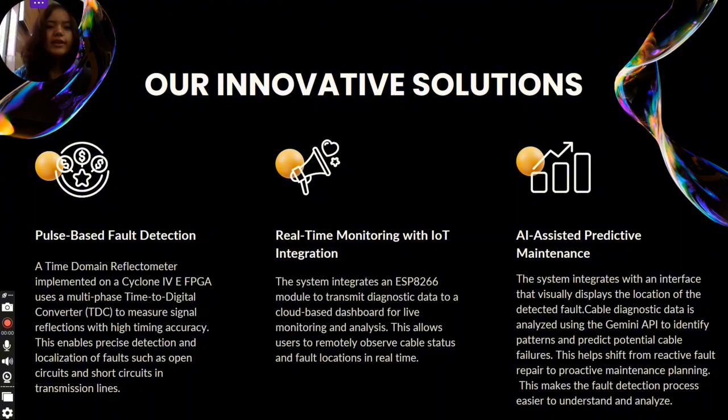So, we are providing three innovative solutions. First is pulse-based fault detection. We are using a TDR Cyclone, which uses a multi-phase time-to-digital converter to measure the signal reflection with high timing accuracy. Second, we are using real-time monitoring with IoT integration. We are using an ESP8266 module to transmit the diagnostic data, which will come from the device itself, to a cloud-based dashboard for live monitoring and analysis. This will allow the user to remotely observe cable status and fault location in real time.